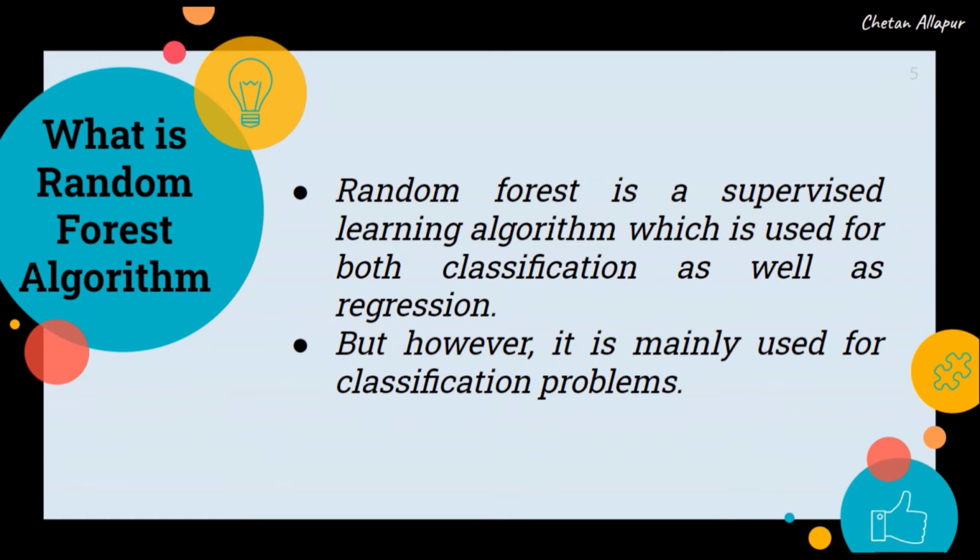As we know, a forest is made up of trees, and more trees means a more robust forest. Similarly, the random forest algorithm creates decision trees on data samples, gets the prediction from each of them, and finally selects the best solution by means of voting. It is an ensemble method which is better than a single decision tree because it reduces overfitting by averaging the results.